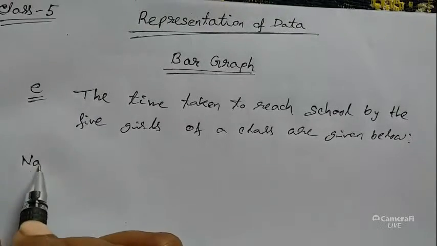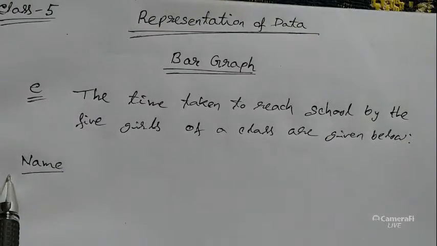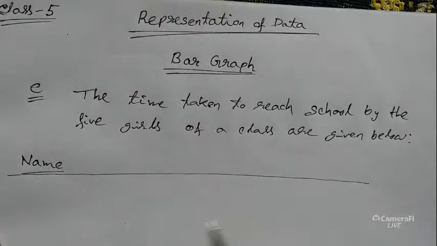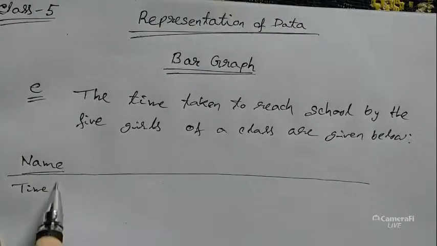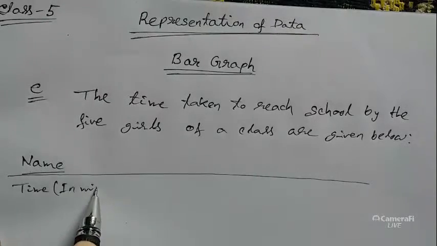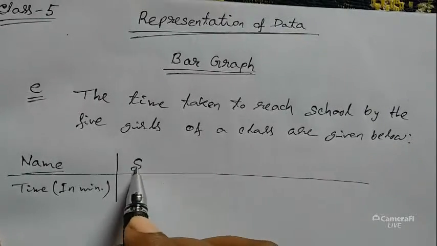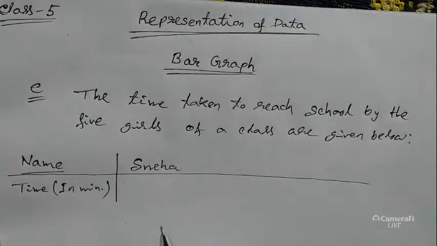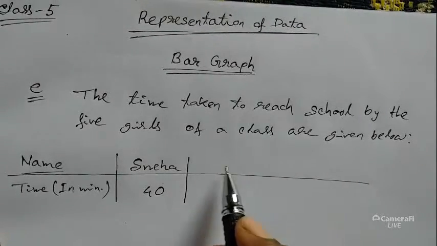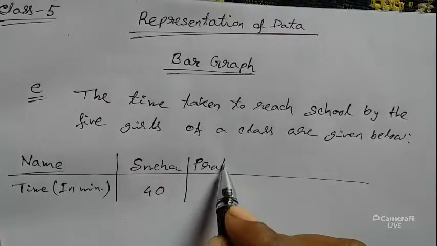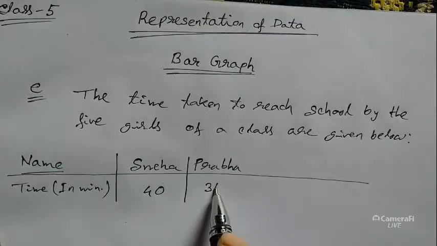Name, and second column, second row for time in minutes. Sneha, she takes 40 minutes. Next is Prabha. Prabha takes 35 minutes.